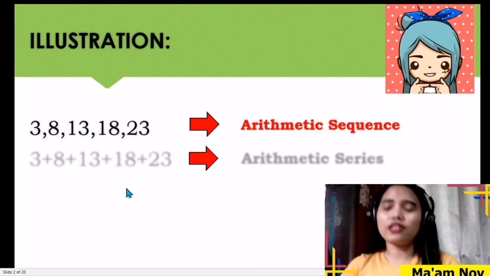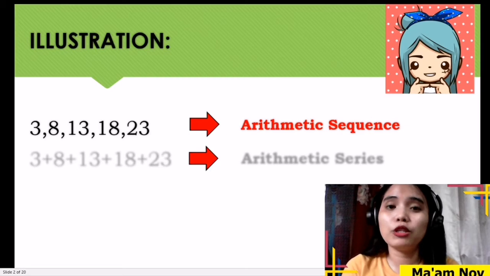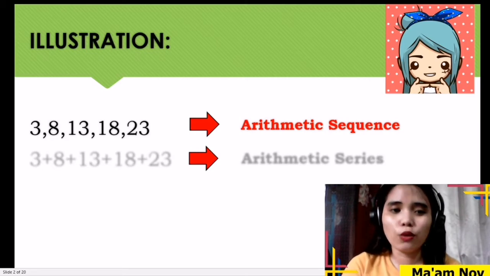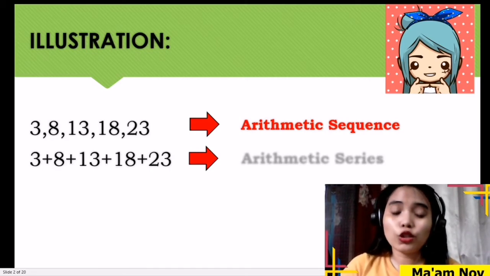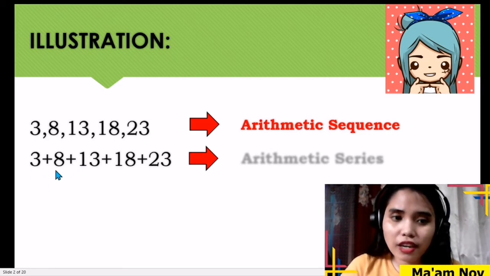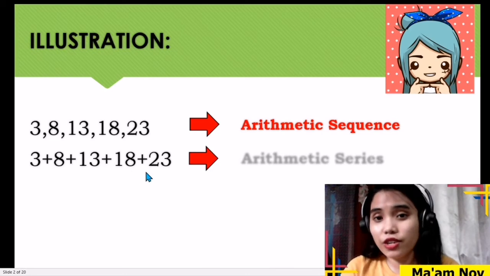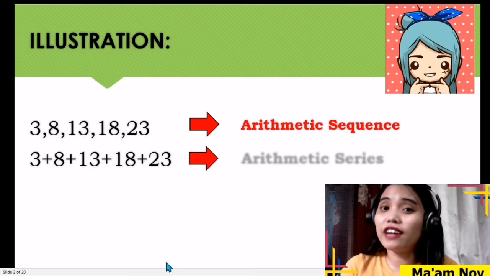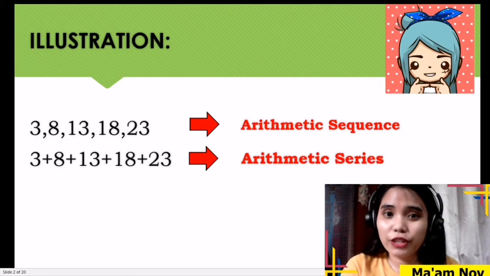And what is arithmetic mean? Okay, arithmetic mean is yung terms between the first and the last term. Now, ito naman, what if we will add the terms? 3 plus 8 plus 13 plus 18 plus 23. Now, hindi na arithmetic sequence ang tawag sa kanya. Ang tawag na is arithmetic series.